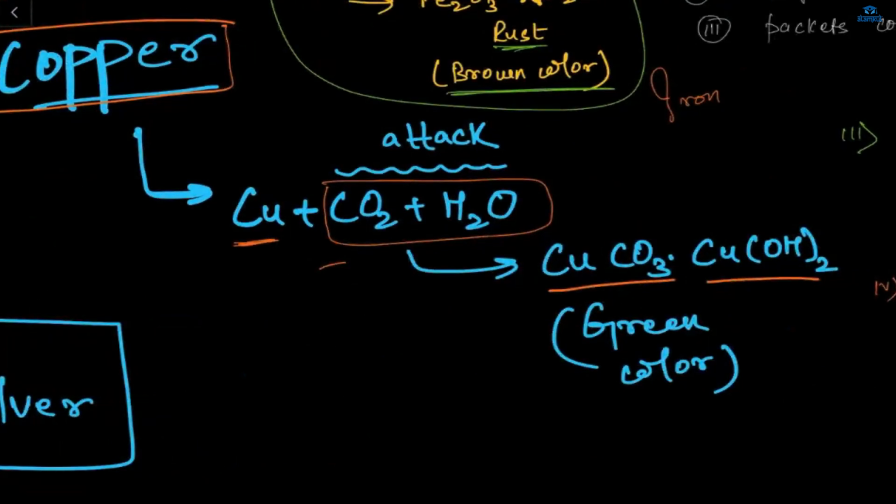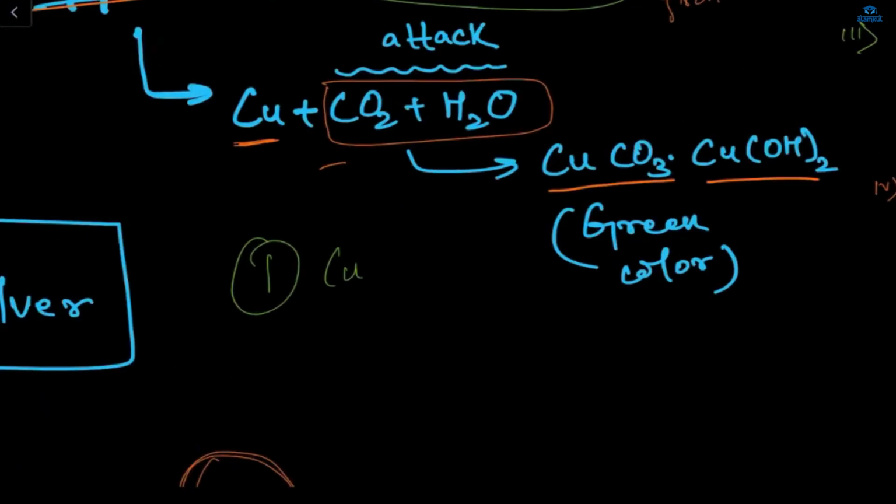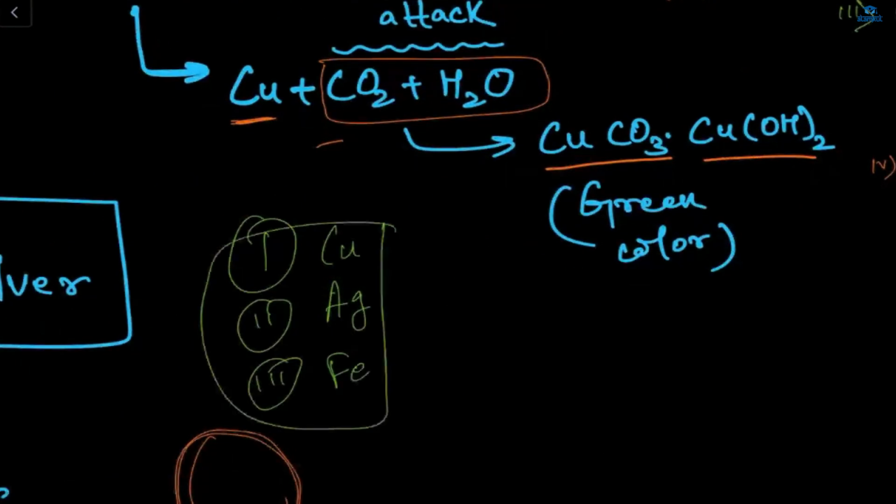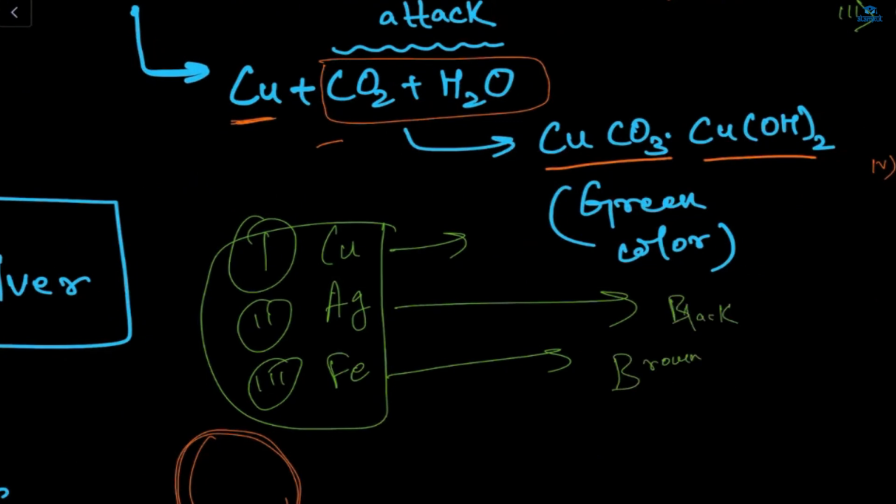Okay? So one category is copper, which is Cu. The next category is silver, which is Ag. And the third category is Fe, which is iron. Iron is known as rusted. This is for the green color, this is for the black color, and this is for the brown color. So: brown, black, and green.